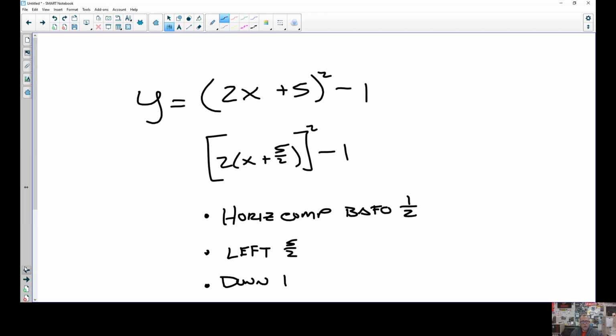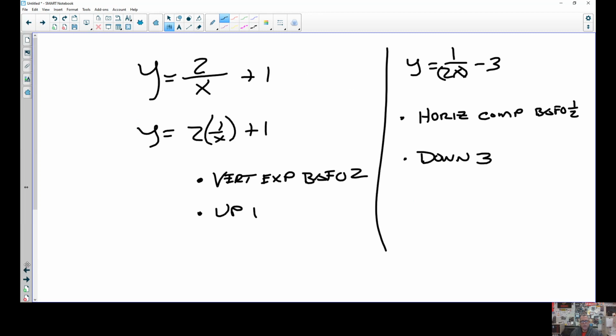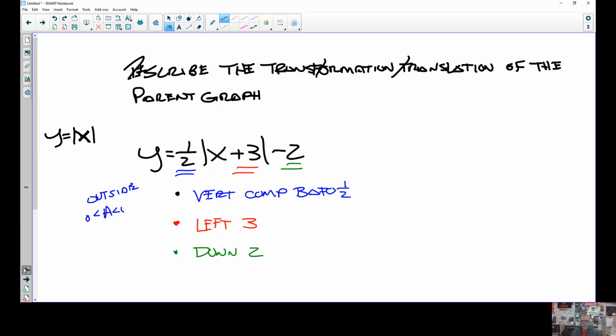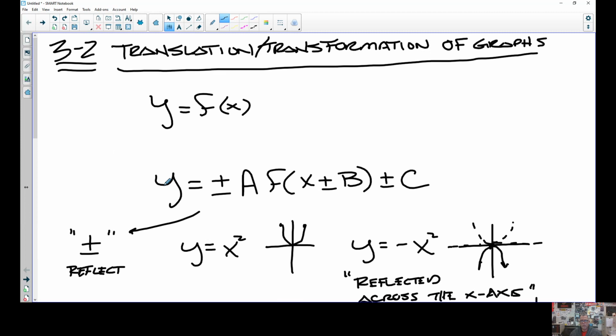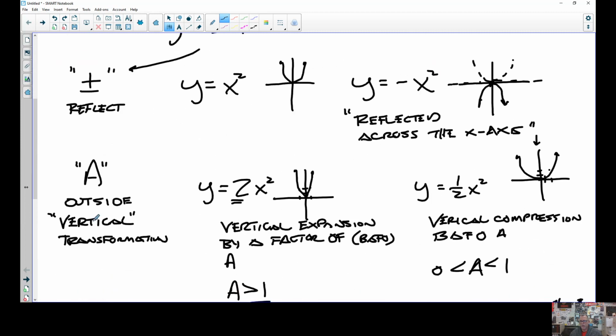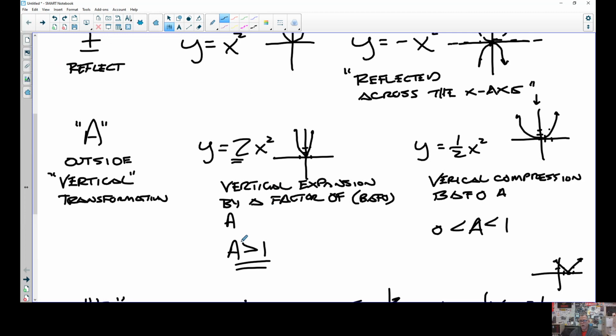The general rules I want you to follow, go back to this stuff. The only difference, what you first have to decide when you first see these functions, is the A inside or outside? When it's inside, we're doing horizontal. When it's outside, we're talking about it as vertical. All right. Then when it's vertical and A is greater than 1, it's an expansion. When it's horizontal and it's greater than 1, it's the opposite, it's compression.